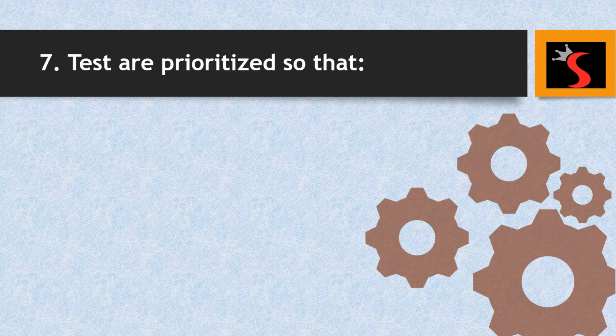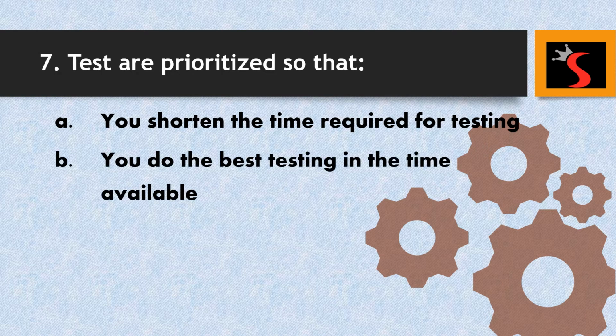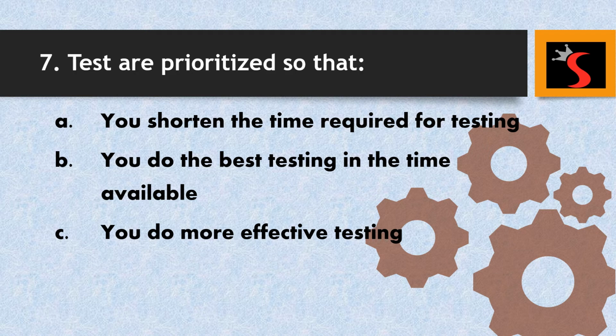Tests are prioritized so that: A. You shorten the time required for testing. B. You do the best testing in the time available. C. You do more effective testing. Or D. You find more faults.